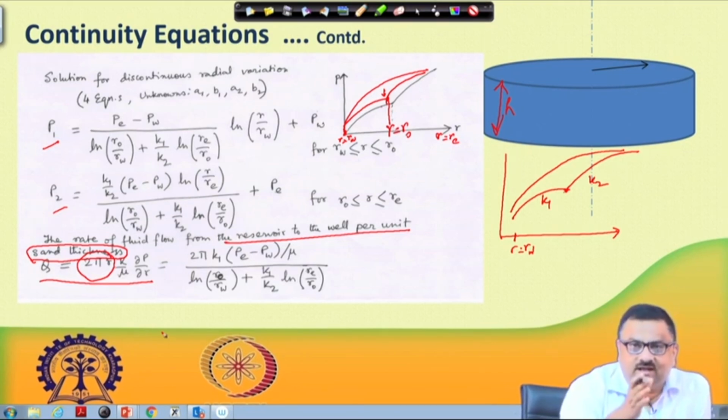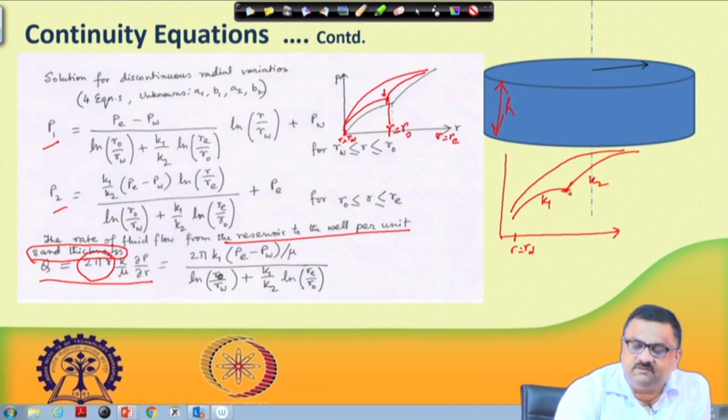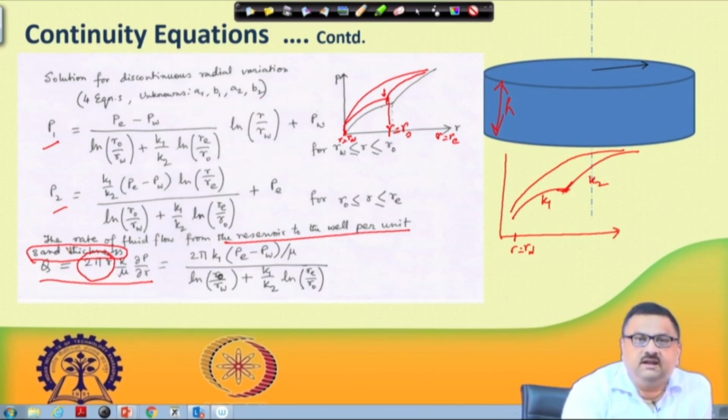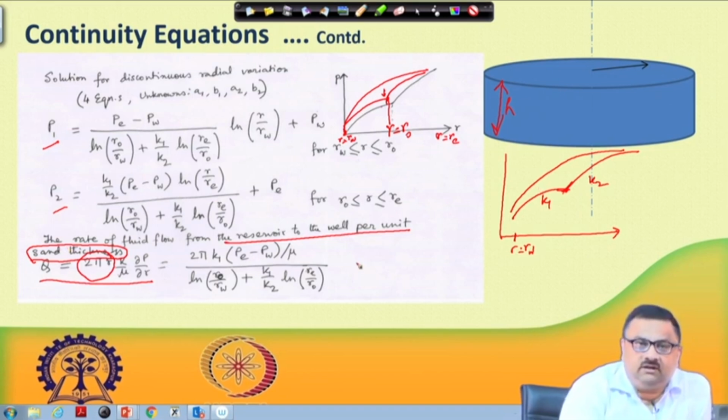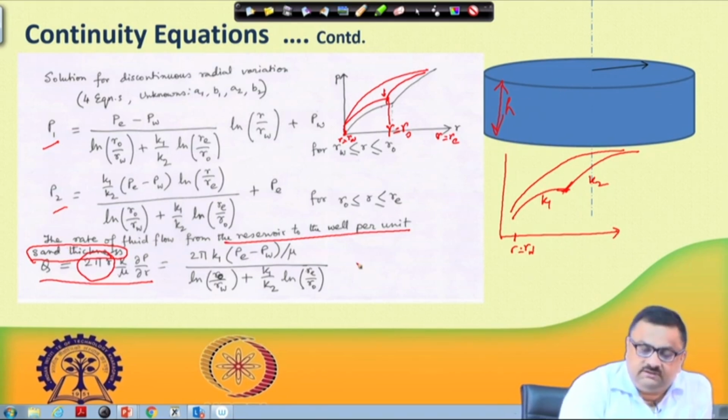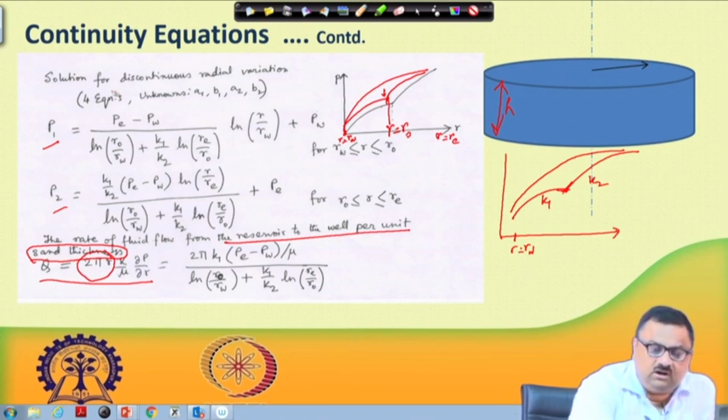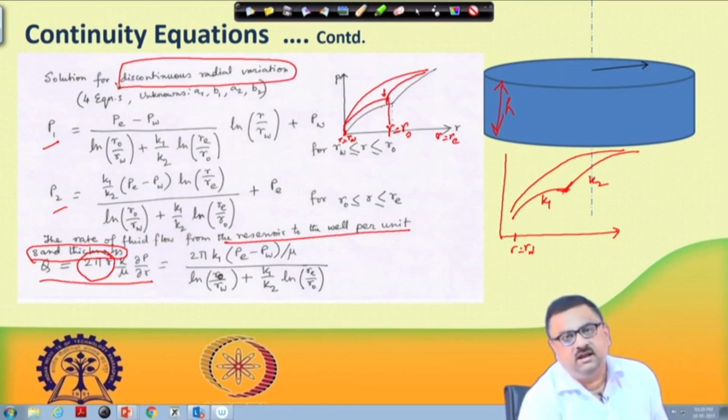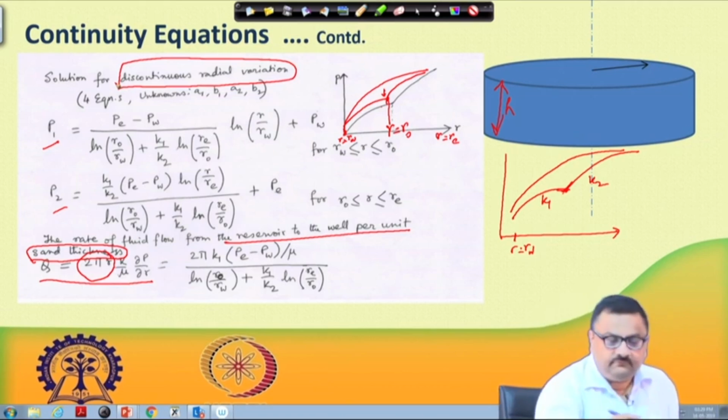At R is equal to R0, you have to assume continuity in terms of pressure: the pressure from this side and the pressure from that side have to be equal, and the velocity from this side and the velocity from that side have to be equal. Putting these two conditions in, you can get this flow rate. Okay. So this is how the discontinuous radial variation is handled.